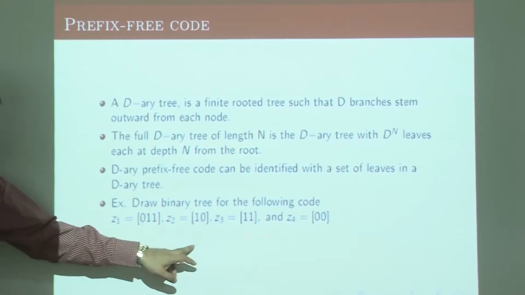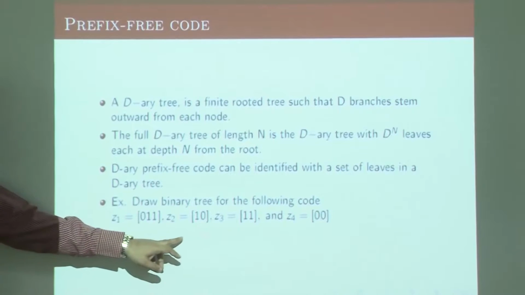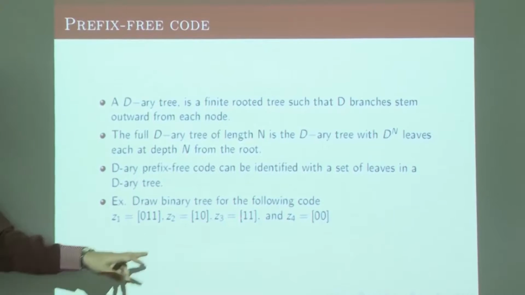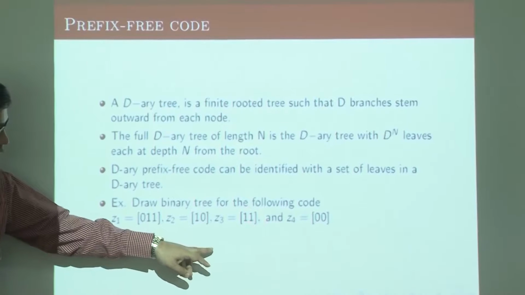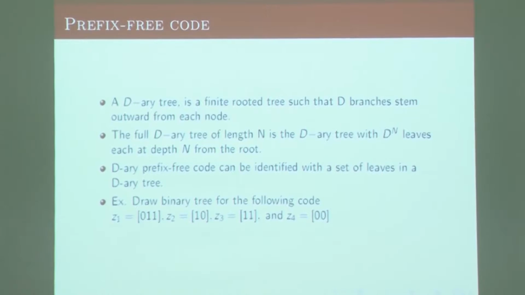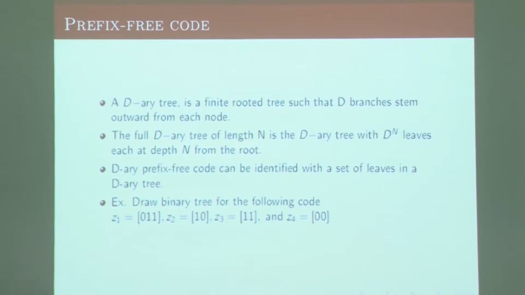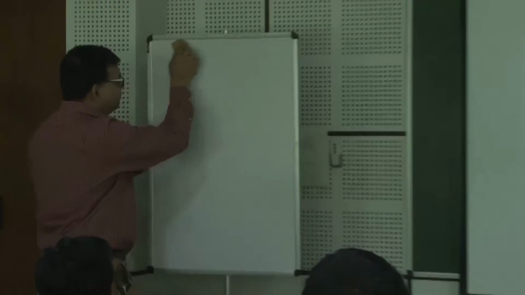So, 0, 1, 1 is not part of any other code word; 1, 0 is not a prefix of any code word; 1, 1 is not a prefix of any code word; and Z4, which is 0, 0, is not part of any code word. So, how do we map this to a prefix-free code?